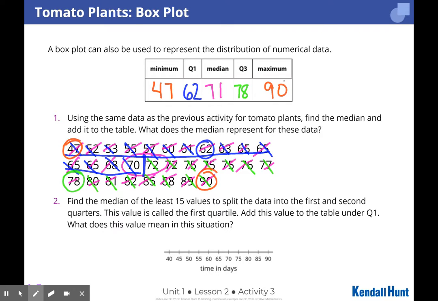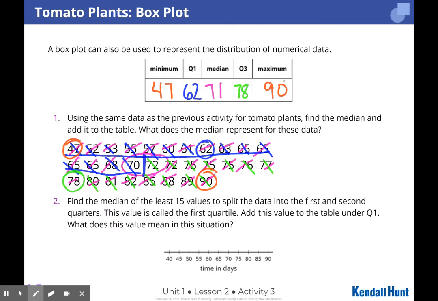The quarter 1 tells you, think about a dollar. If you split a dollar into 4 quarters, a quarter is worth 25%. So quarter 1 tells you that 25% of the data, or 25% of these tomato plants, took 62 days or less to produce fruit. The quarter 3, well, if I have 3 quarters, I have 75 cents. So it means that I had 75% of my data, or 75% of the tomato plants took 78 days or less to produce fruit.